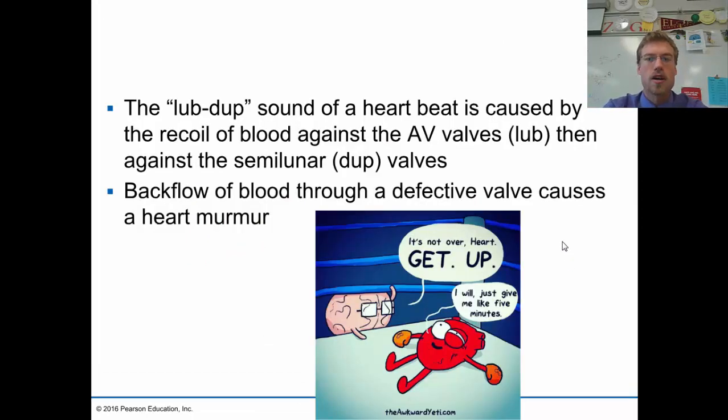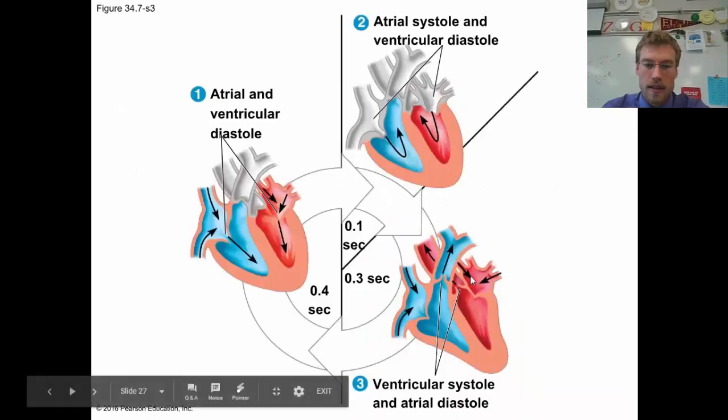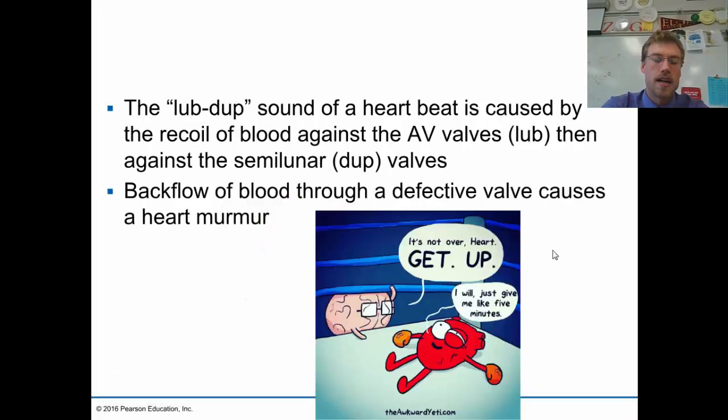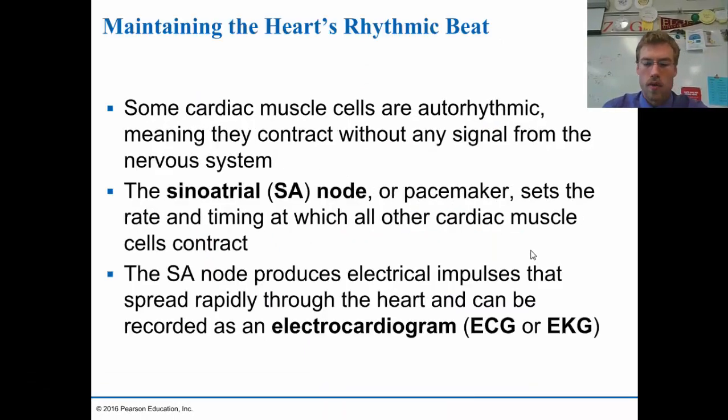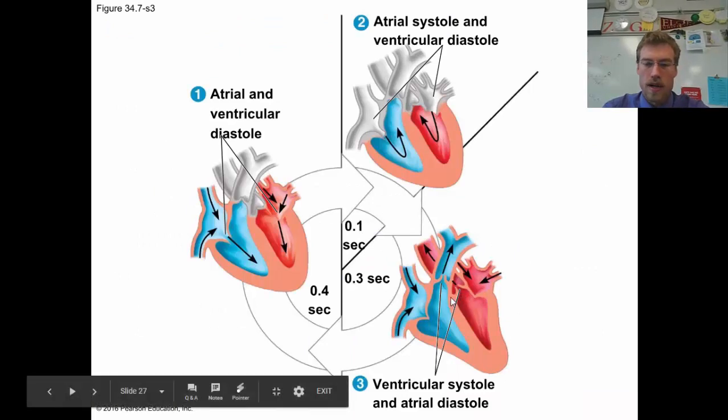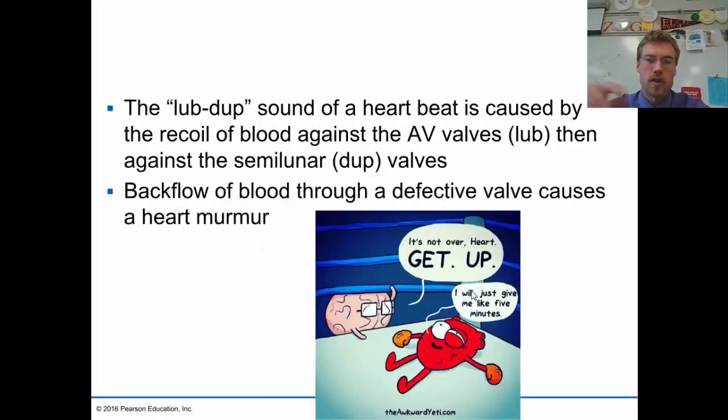The lub-dub sound of the heartbeat is caused by the recoil of the blood against the AV valves, which are the valves that are between the different chambers of the heart. And then the dub is them coming up against the semilunar valves, which are the ones between the heart and the rest of the body. You don't need to know specifically which valves those are. I just think it's an interesting fact.